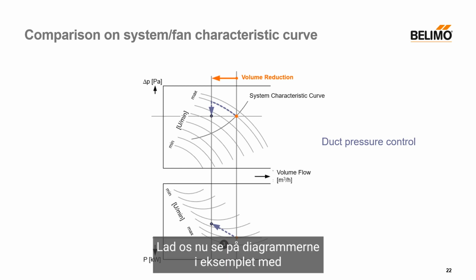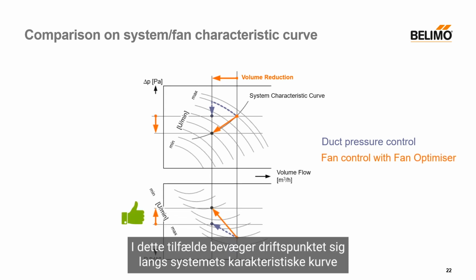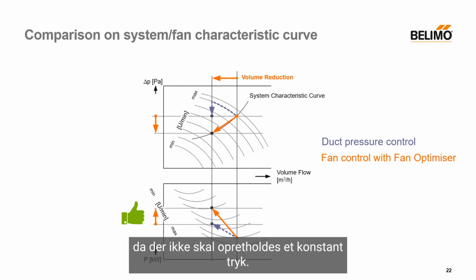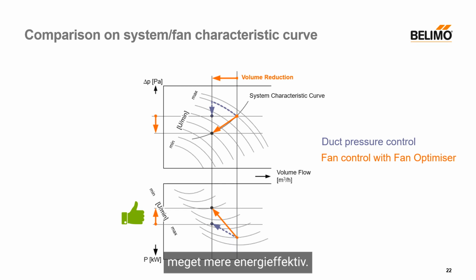Now let's look at the diagrams in the case of fan control with the fan optimizer function. In this case, the operating point moves along the system characteristic curve, as no constant duct pressure has to be maintained. The power reduction of the ventilator is also higher and it is therefore much more energy efficient.